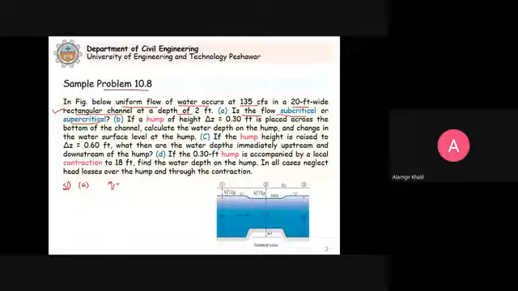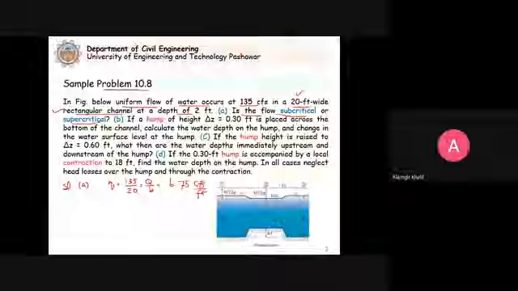So q is equal to the total discharge, which is given as 135, divided by the width of the channel. What is the width of the channel? That is 20 feet. So this is the total discharge divided by the width of the channel. We calculate the discharge per unit width, which is 6.75. The units will be CFS per foot.